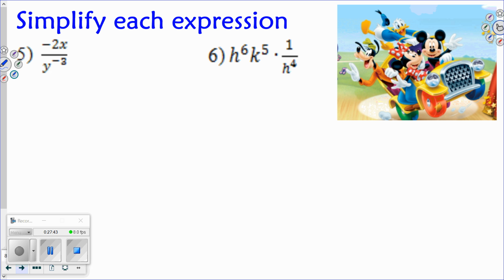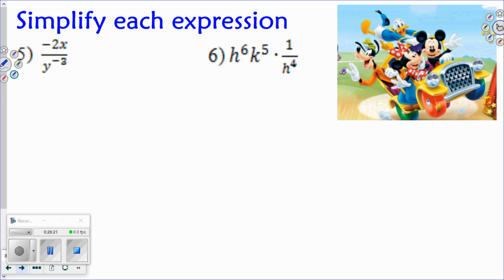Number 5, -2x over y to the -3. So if I'm thinking through the steps I just wrote, step 1 was to distribute. Do I have anything to distribute? No. I don't have any parentheses. I don't have anything to distribute. Okay? Step 2 was to do what? Combine any like bases that you have. Do I have any like bases on problem 5? No. Okay. Step 3 said to move any negative exponents. Do I have any of those? Yeah. So what do I need to move?